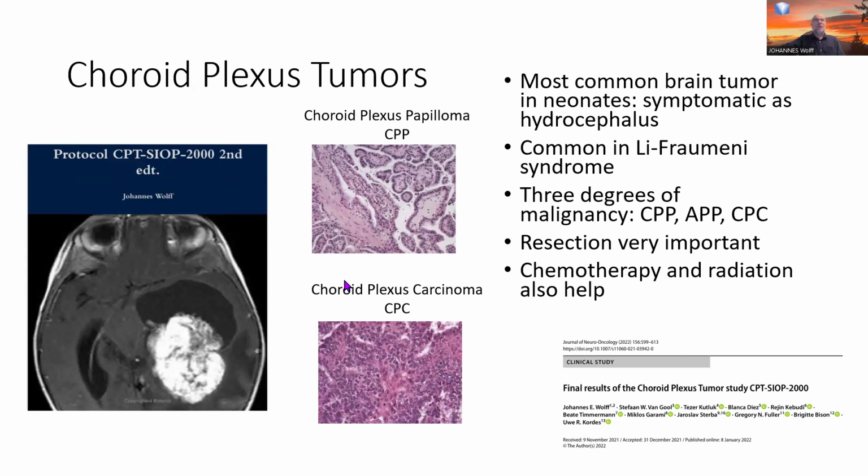This is the background of choroid plexus tumors. Choroid plexus tumors are the most common brain tumors in neonates. They're very rare, but in neonates, newborn babies, they are the most common type. They are symptomatic as hydrocephalus, water in the brain where it shouldn't be. In newborn babies, this typically shows as a large head, unless it's already known before they were born from ultrasound.